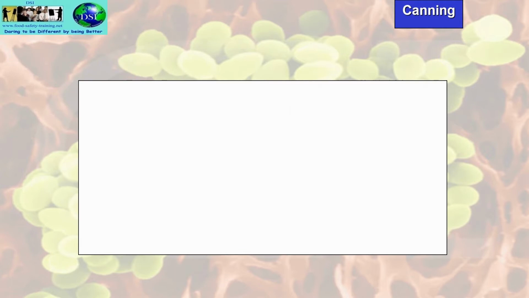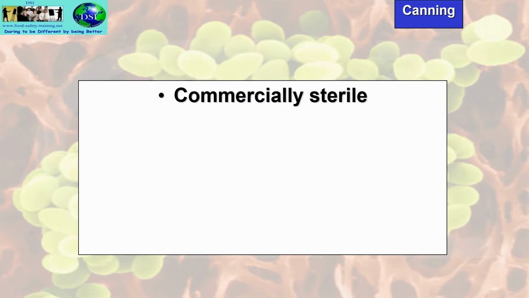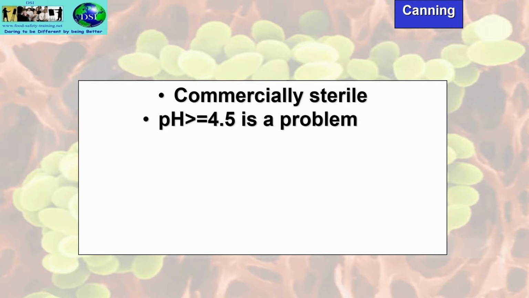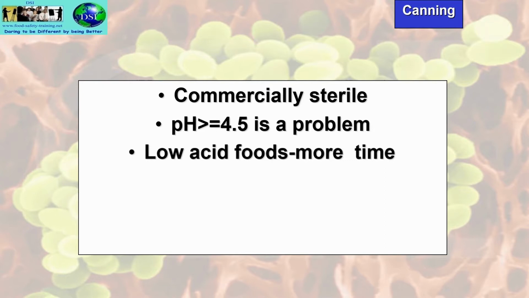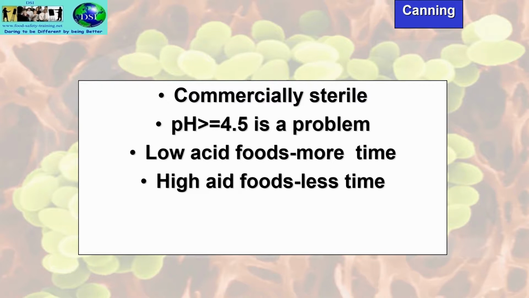Canning. Now, in the canning industry, the food product is classed as commercially sterile. If the pH is greater or equal to 4.5, this can be a problem. Low acid foods require more time. Higher acid foods need less time. That actually should be acid foods. So high acid foods need less time.